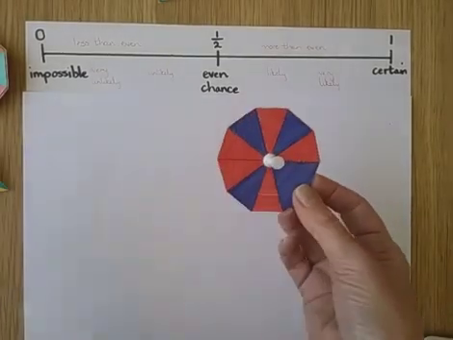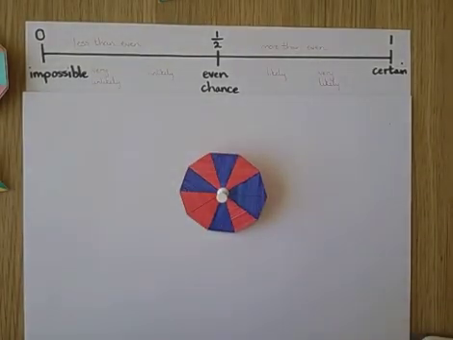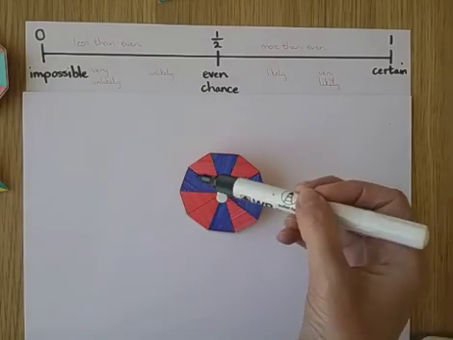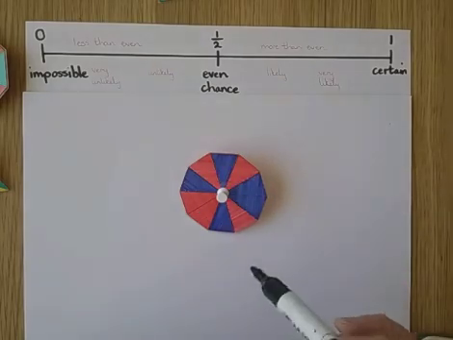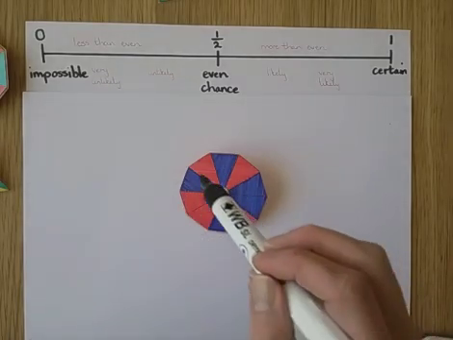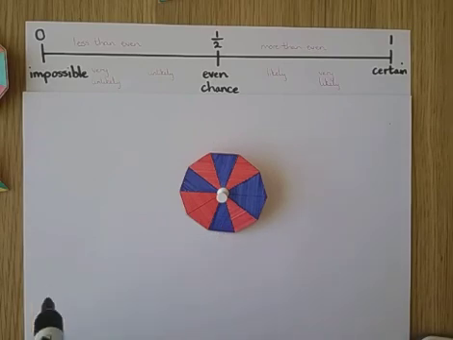Now, this probability spinner, let's take a closer look at it. We can see that it's been split up into two colours. So it's got red and it's got blue. How many red sections are there? There's 1, 2, 3, 4, 5 red sections. How many blue? 1, 2, 3, 4, 5 blue. So 5 red, 5 blue. So that tells me there's 10 sections altogether.